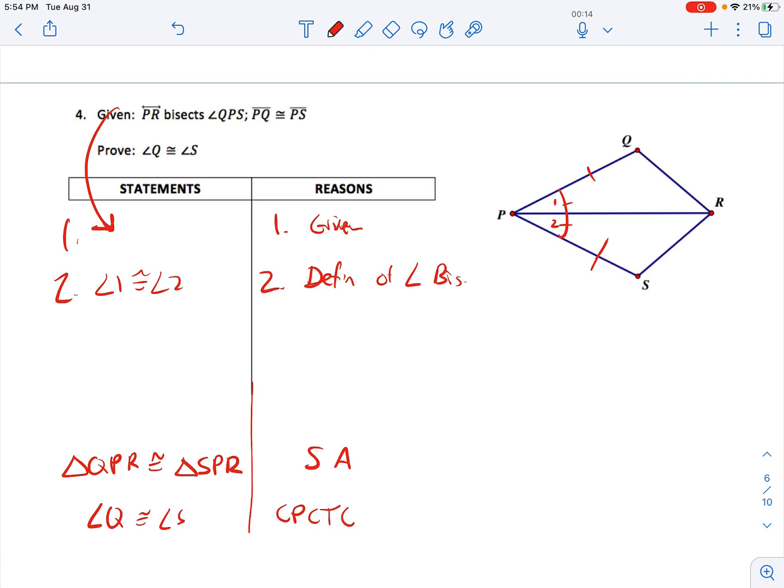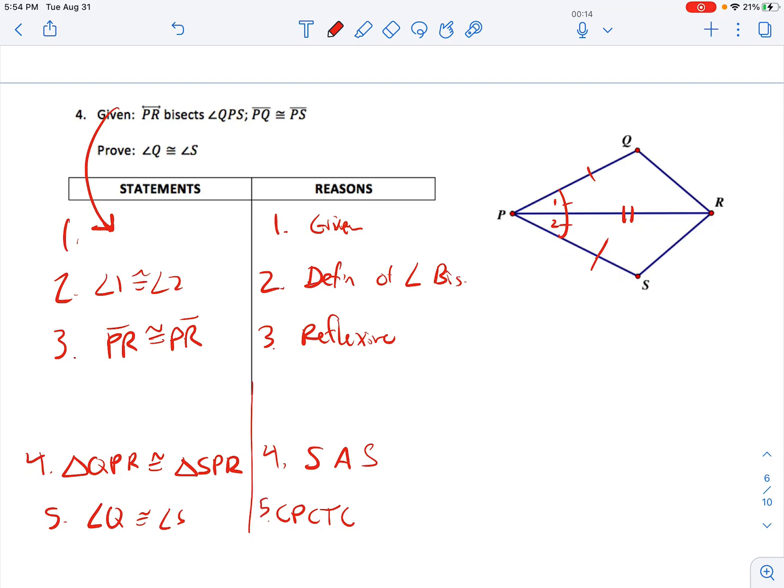Okay, looking at what's there, it's not hard to figure out, I hope, that we just have a missing side here by reflexive. So let me just fill this out. Reflexive tells me that PR is congruent to PR. I could either leave it like this, or I could put the segments on and that's totally fine. And we have our proof.